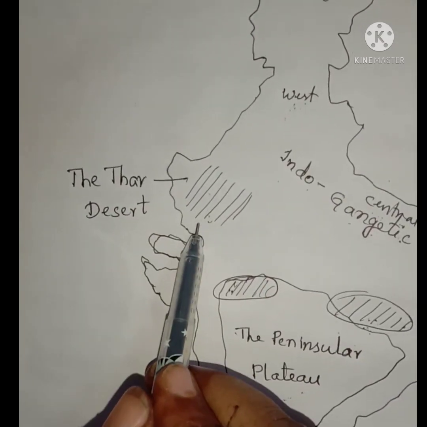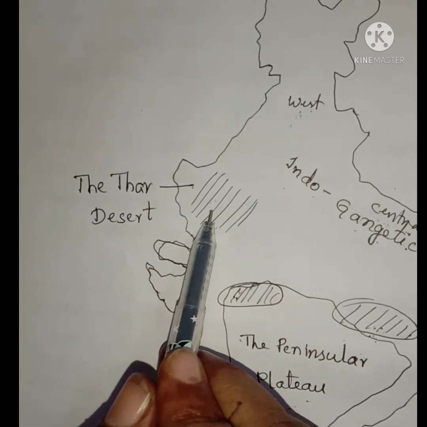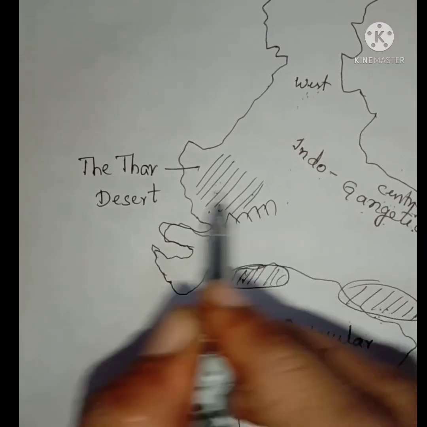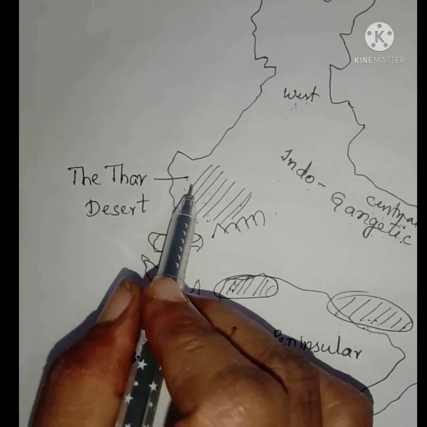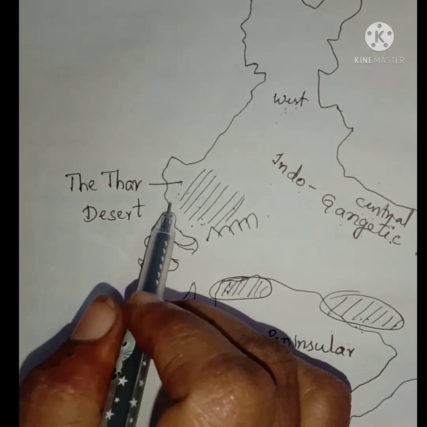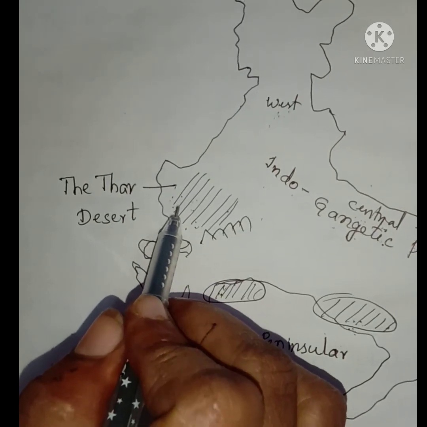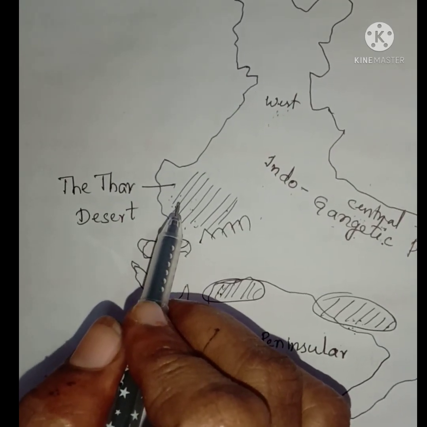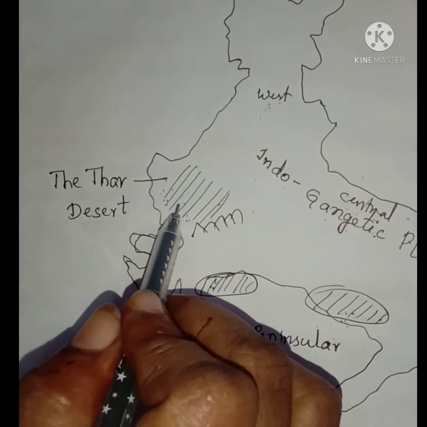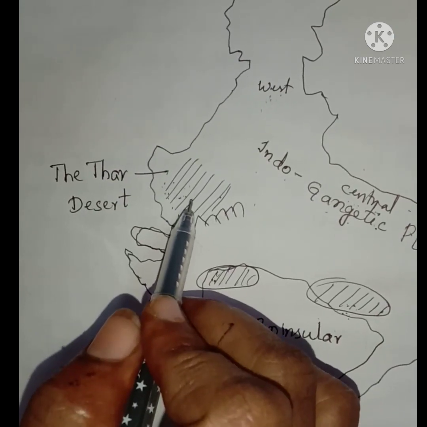The Thar Desert. The Thar Desert is located on the leeward side of the Aravallis and receives very little rainfall. This desert consists of sandy plains and rocky outcrops. It has an arid climate with very little vegetation. Luni is the only river in this area.